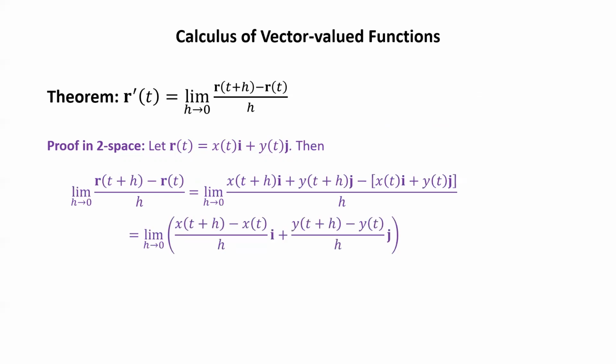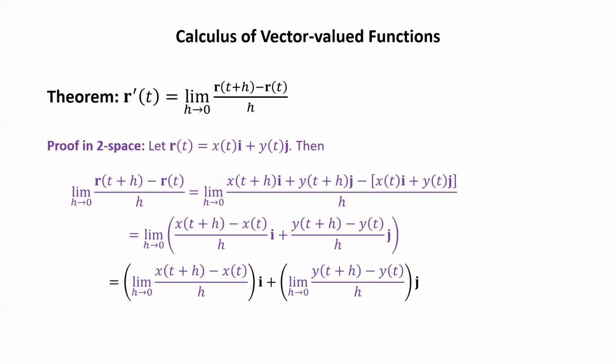And now we can reorganize the numerator, so we get x of t plus h minus x of t over h times i plus y of t plus h minus y of t over h times j. Now, by the definition of taking a limit of a vector-valued function, we just do it component by component. So we could take the limit of each of the components. The first component becomes x prime of t, and the second component becomes y prime of t. So we get x prime of t i plus y prime of t j, which is just r prime of t, exactly what we were hoping it would be.